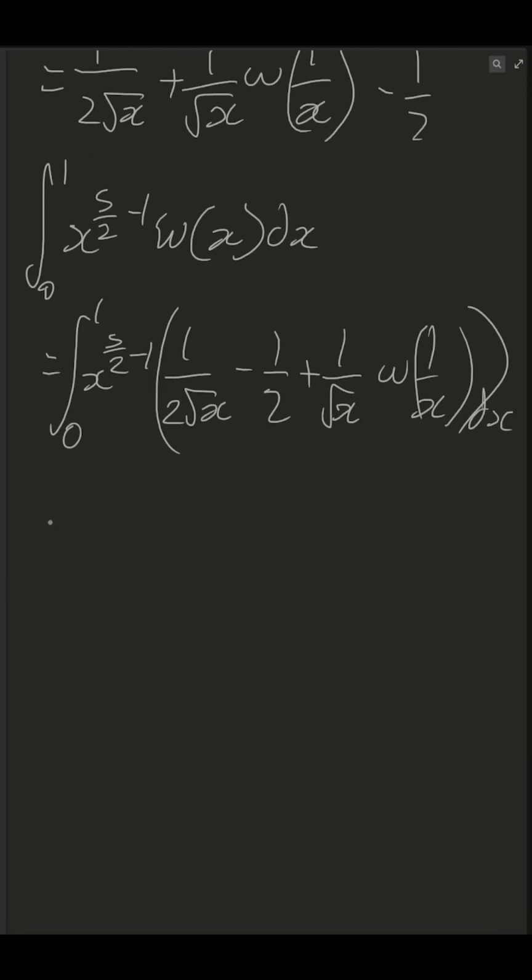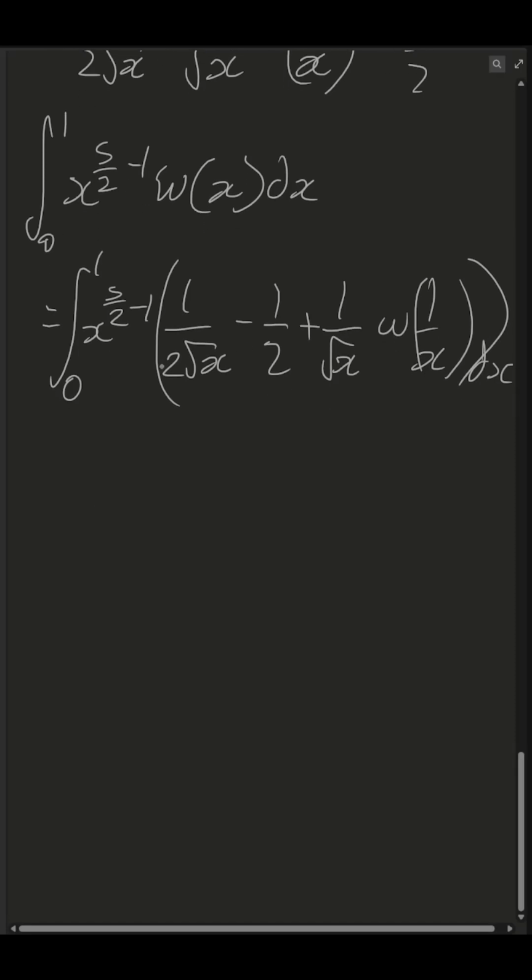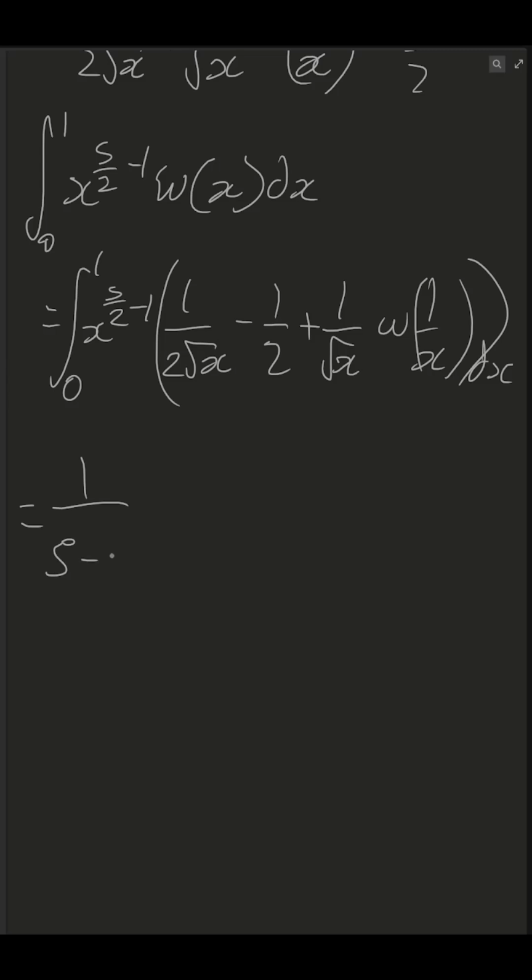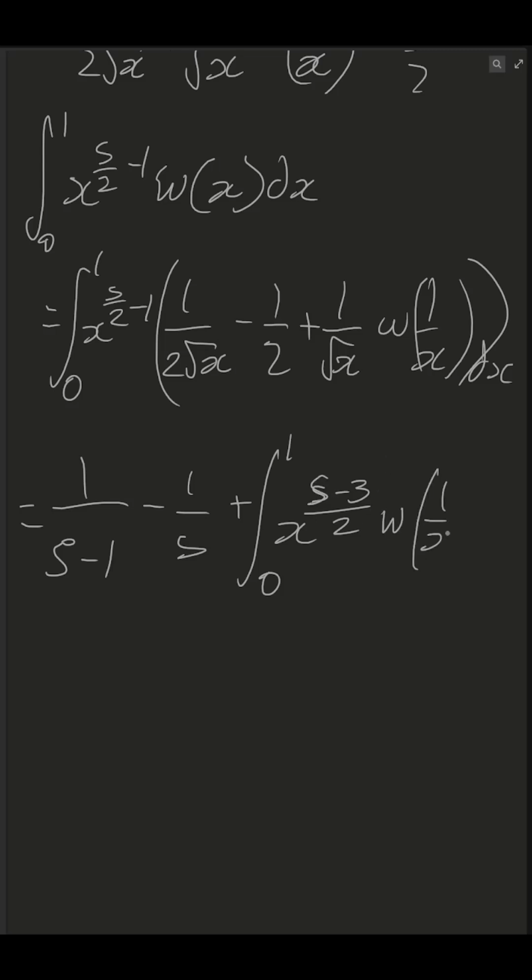I'm not going to write it all out because it's time consuming, but you can do lots of algebra here, and then you can split it further into three integrals because you end up with some sort of polynomial where one of the coefficients is w of 1 over x, and that's the only integral that you can't evaluate. And so by the end of it, you're left with 1 over s minus 1 minus 1 over s plus the integral from 0 to 1 of x to the s minus 3 over 2 w of 1 over x, and that's the coefficient that I was talking about.